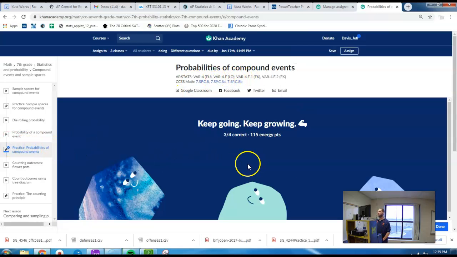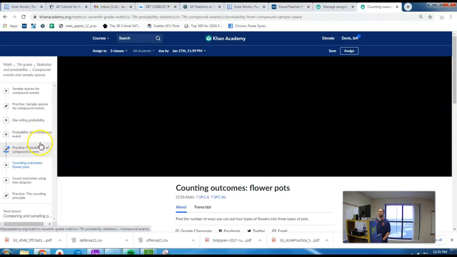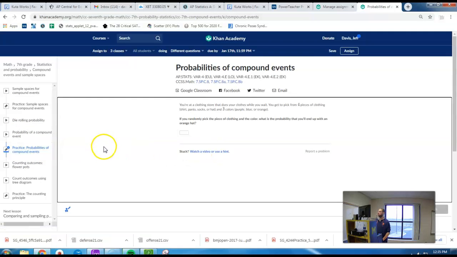I want to do more of that, please. Try again. Clothing store that dyes your clothes while you wait. Pick from 4 pieces of clothing, shirt, pants, sock, or hat in 3 colors. What's the probability of ending up with an orange hat?